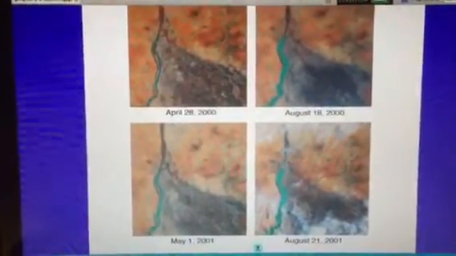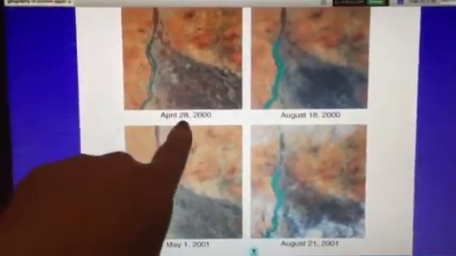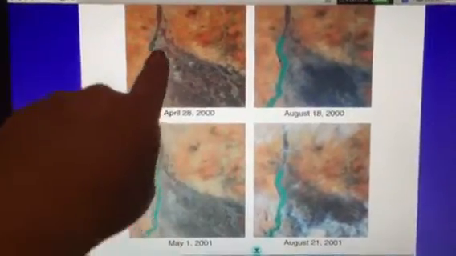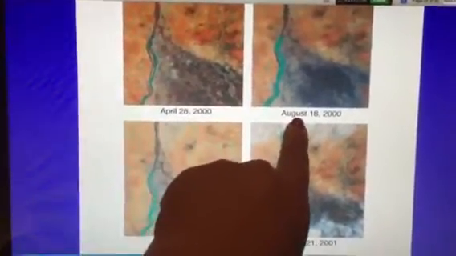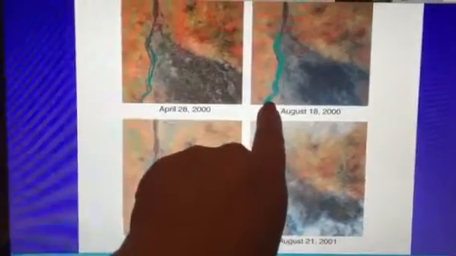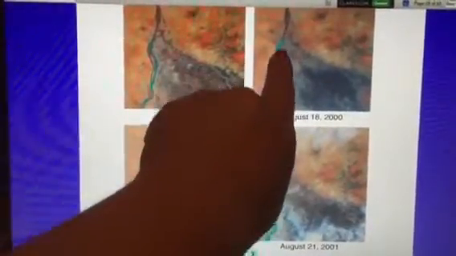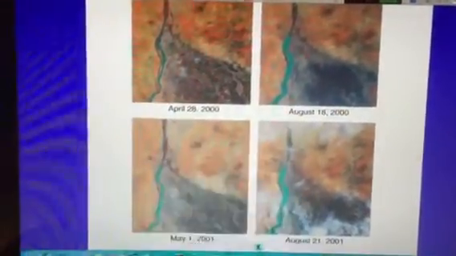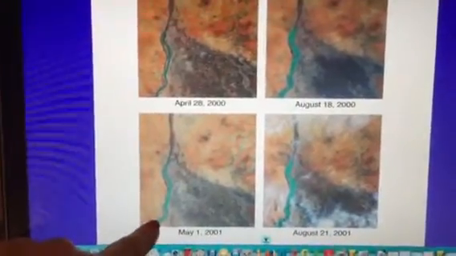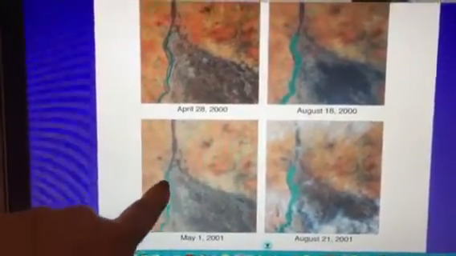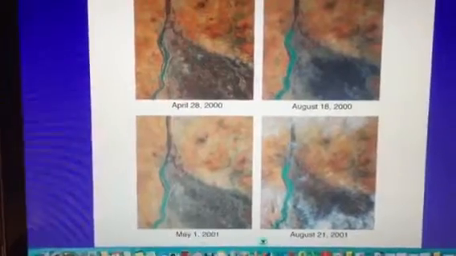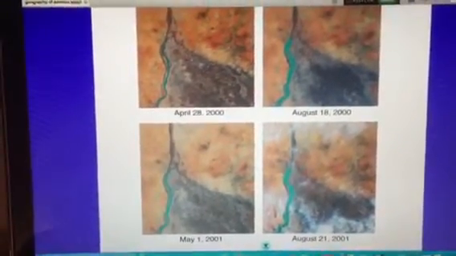These are just images of Google Earth. You see on April 28th, 2000, you can see the river here. But look, just in August, just a few months later, look how much wider the blue is on Google Earth's image. That is the Nile River flooding. The same thing's happening here in 2001. In May, the line is much thinner, and then in August, it gets a little bit thicker because the Nile's flooding.